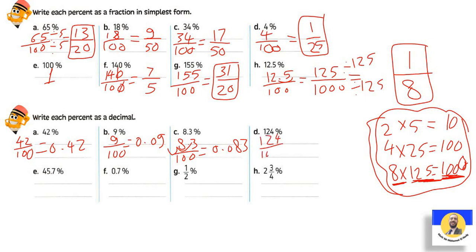124 over 100. Move back 2 digits, so it will be 1.24. Next one, 45.7, so it will be 0.457, as I go back 2 places. 0.7, go back 2 places, it will be 0.007. Why? Because we move back 2 places.